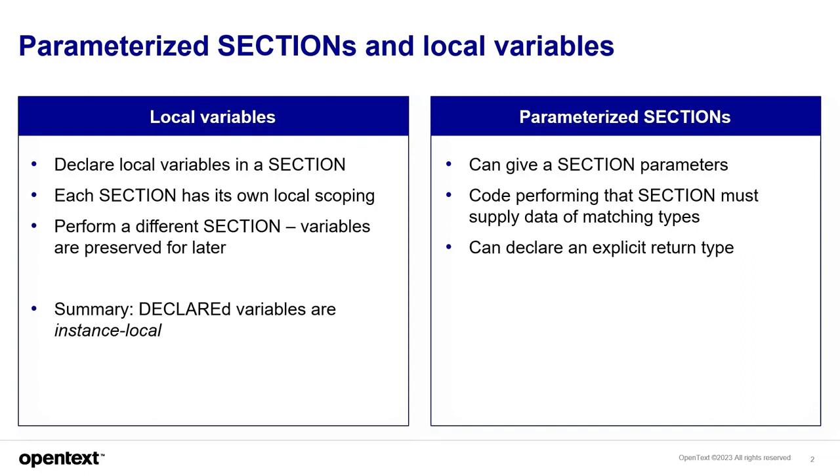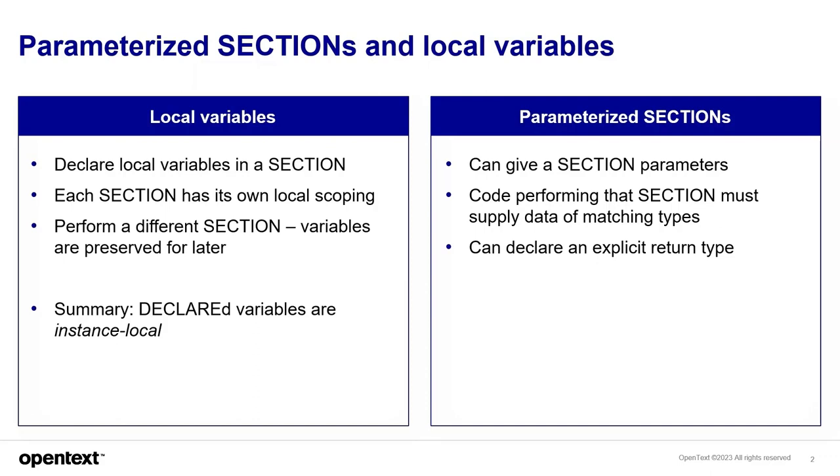Let's take a look. Firstly, local variables. You can now declare local variables in a section using the declare keyword. And each section has its own local scoping, so only that section perform is able to access its local variables. When a section performs a different section, or even itself, its variables are preserved for once that other section finishes. To summarize local variables, we can say that declared variables are instance local.